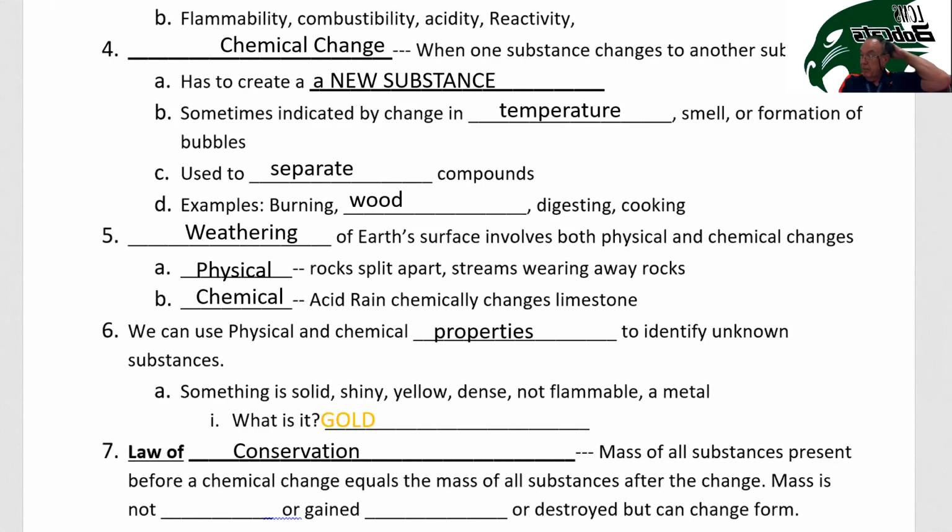Obviously, if we tear a piece of paper in half, the mass doesn't change. So the law of conservation says the mass of all the substances present before a chemical reaction equals the mass of all the substances after the change. The mass is not lost or gained. Mass is not created or destroyed, but it can change form. So like the wood can change form, it can go through the burning process and it becomes ashes and it becomes the smoke particles. And atoms don't go away.